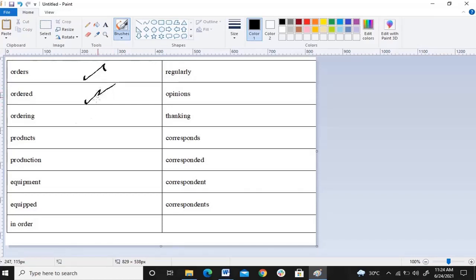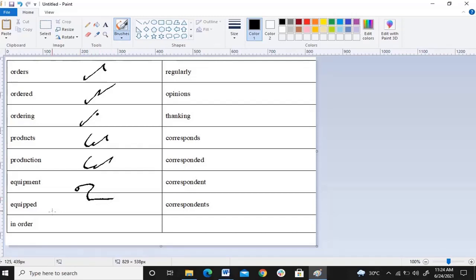Jug, yung jug, don't forget, that is what we call jug. Next, ordering. So, we have order, and then yung ating ing. Next, products. We have product, which is represented by your P-R-O-D, and then add S. Products. Production. So we have P-R-O-D, and then shun. Equipment. So we have equip, E-K-P, and then ment, which is represented by your blend of M and N.